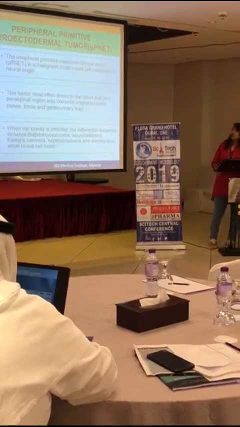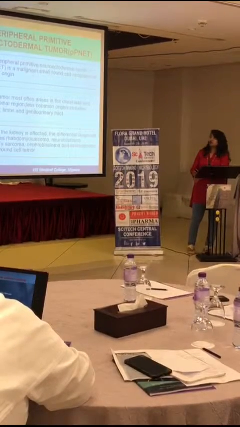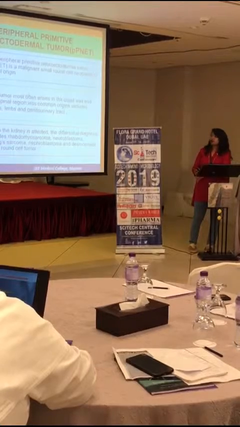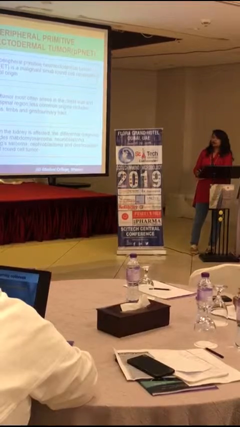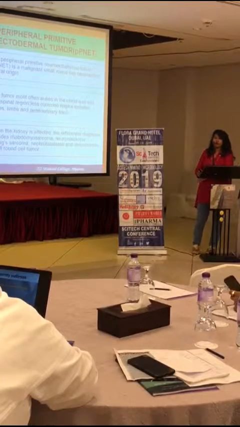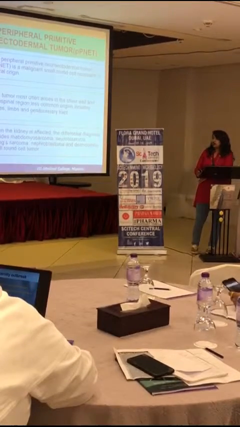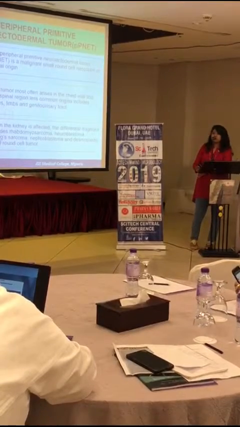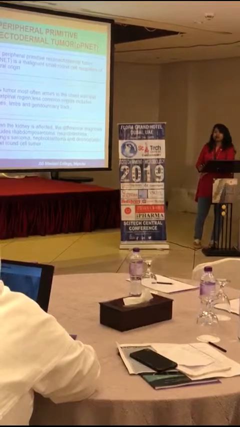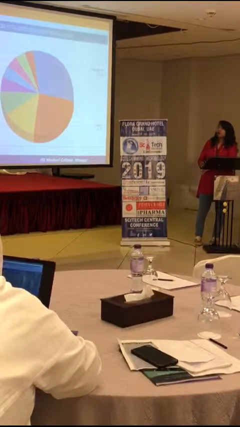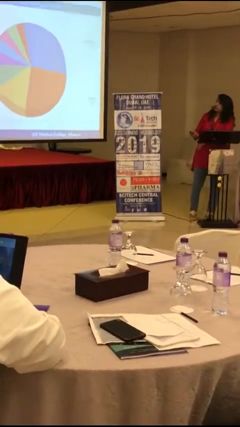The primitive neuroendocrine tumor is a malignant small cell round neoplasm of neural origin, and this tumor often arises in the chest wall and paraspinal region. Common origins include mainly the bones, limbs and genitourinary tract, and also the liver and pancreas. But when the kidney is affected, the differential diagnosis includes rhabdomyosarcoma, neuroblastoma, Ewing sarcoma, nephroblastoma and desmoplastic small round cell tumors.